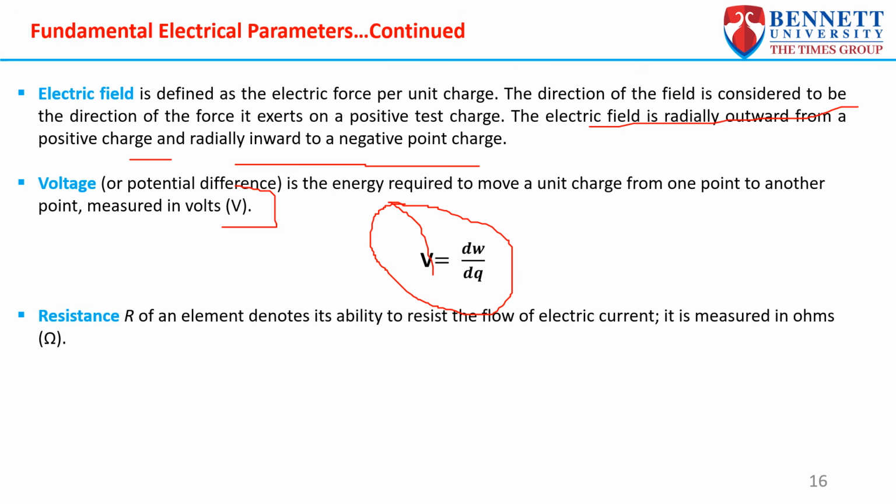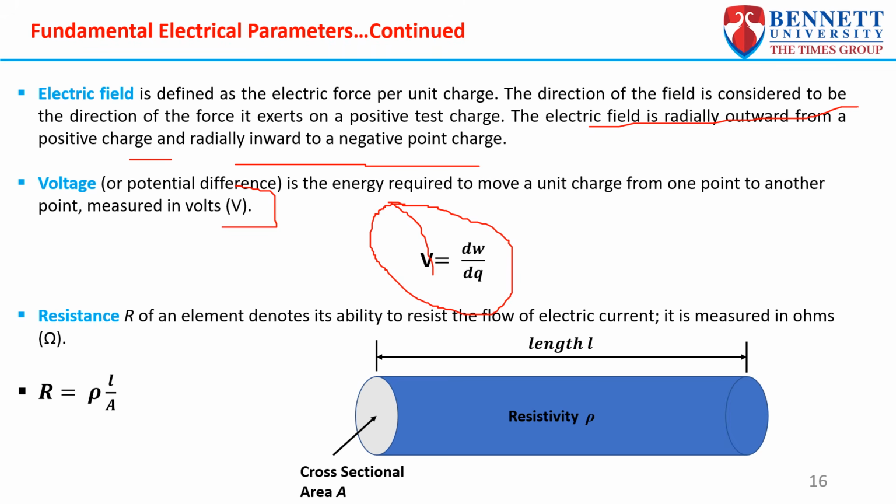Similarly, we have another property called resistance. Resistance is the ability to resist the flow of electric current. It is measured in ohms, and if you have an electrical wire, you can measure its resistance with this formula, where L is the length of the wire, A is the area of cross-section of the wire, and rho is the resistivity of the material from which the wire is made. Suppose it is a copper wire, then the resistivity is different. If it is an aluminium wire, then the resistivity is different. So the corresponding resistance value will be different.